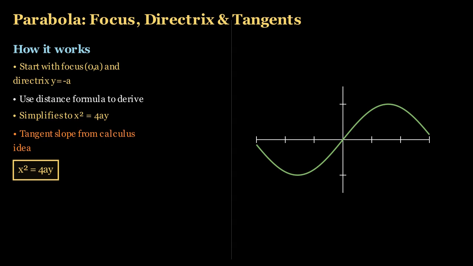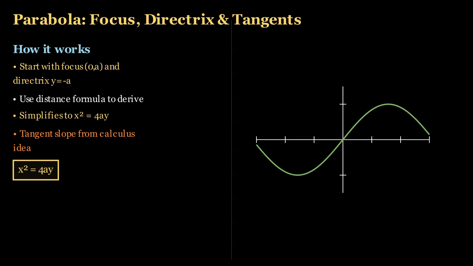Let's solve a concrete problem. A solar cooker uses a parabolic mirror with the equation y equals 8x squared. We need to find the focus to place the cooking pot. First, rewrite the equation to match our standard form.